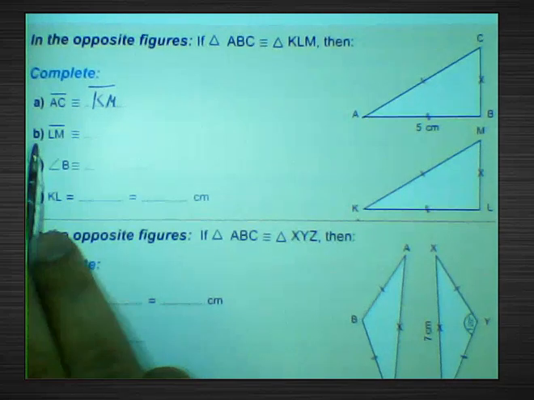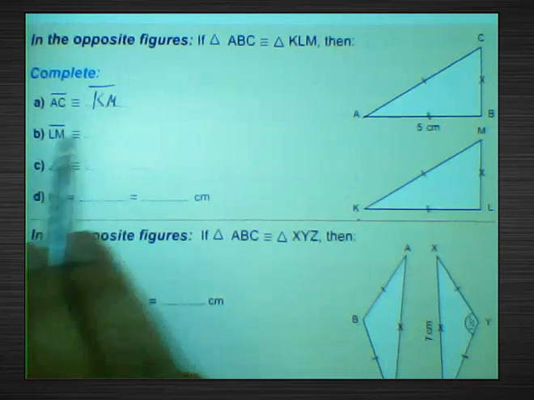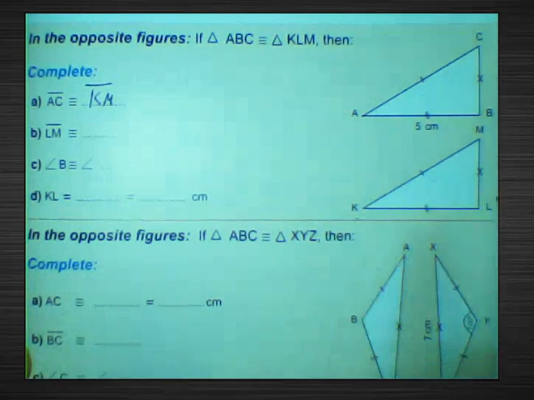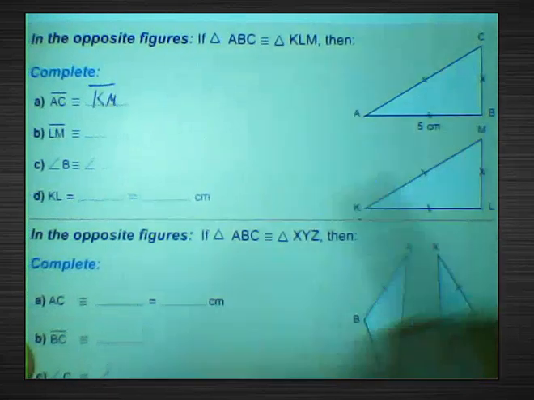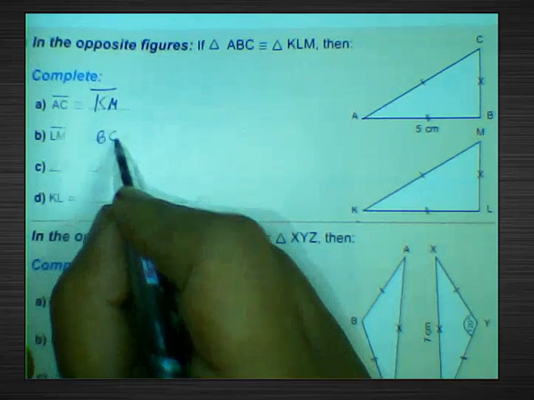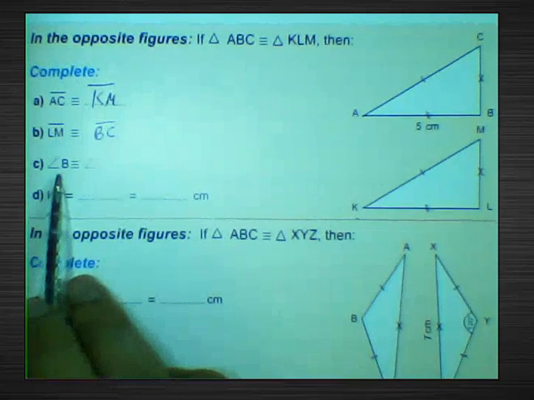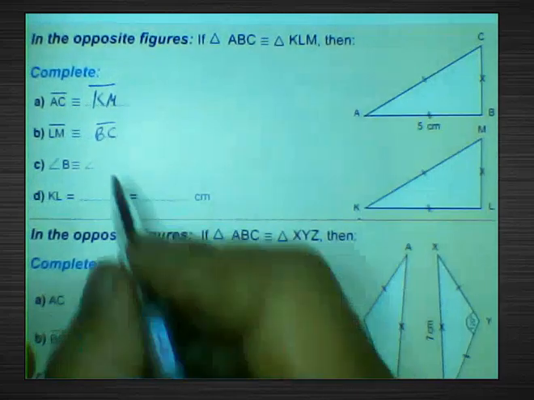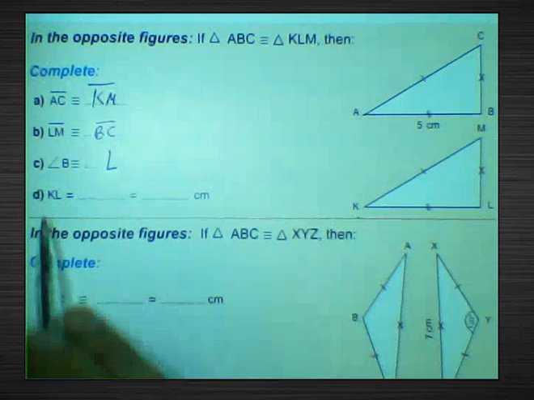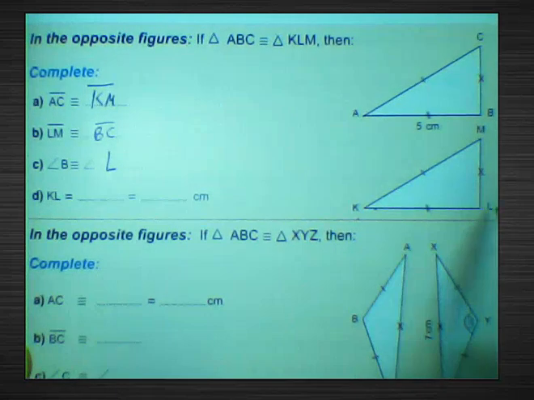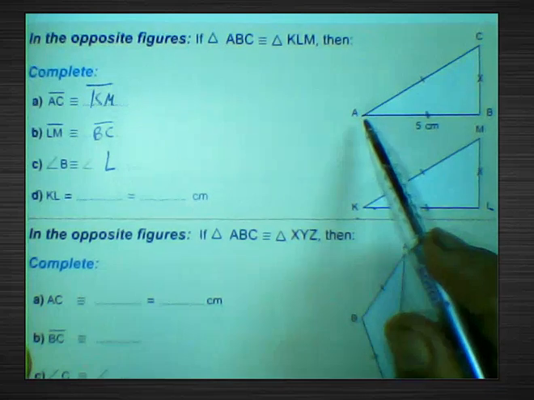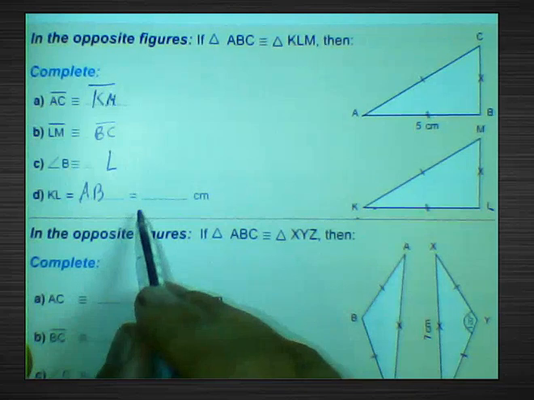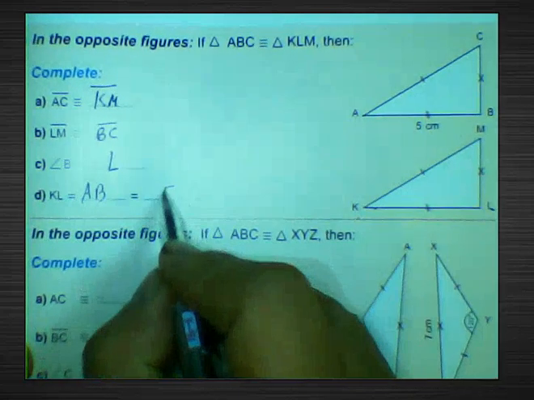Line segment LM is congruent to line segment BC. You can see it, line segment BC. Angle B is congruent to angle L. KL is equal to AP, which is equal to 5 centimeters. Okay.